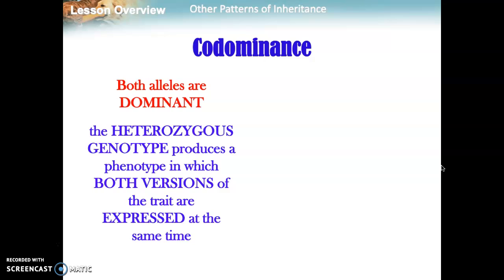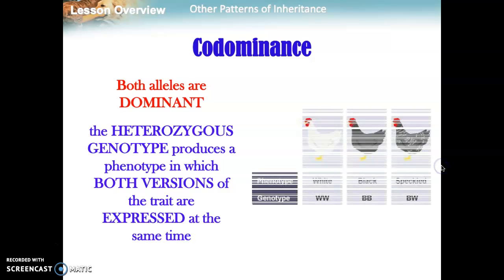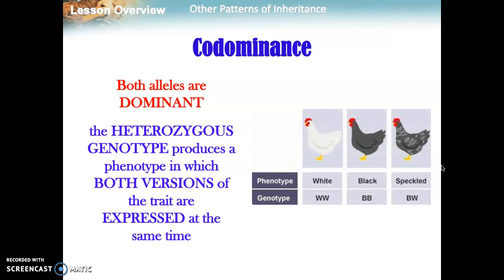Again, both alleles are dominant. That's a key part here. So we're going to have two capital letters. The heterozygous genotype produces a third form of phenotype. Both versions want to be expressed, so we get a third version. It is not like in incomplete dominance where you blend them together. These can come up in different ways, but we do get a third version, just like we had here with the chickens before.